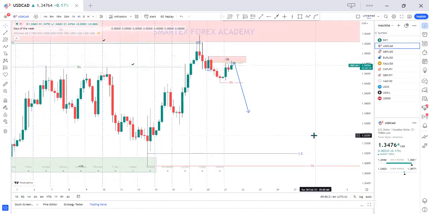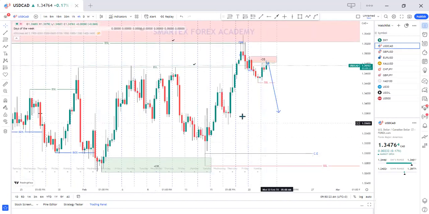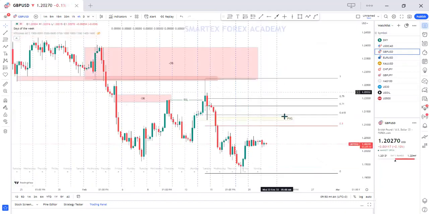If the price continues going lower, then fine. But our first target, this to be filled, and maybe this to be taken out. But this is the first target. We may come back, then drop lower or go up. But our first target is this. I'm looking for the price to come back here. So let's see what we have on the cable.